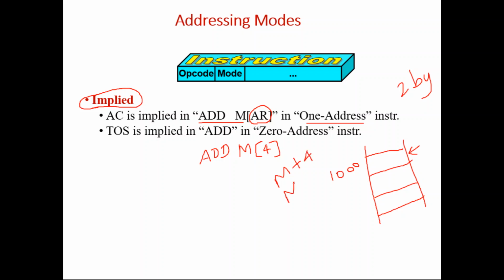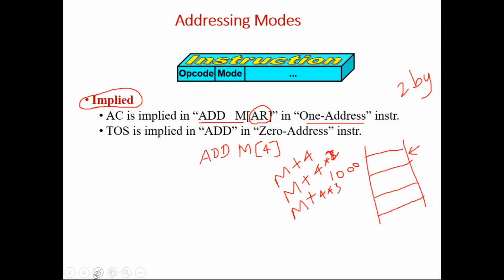If the word size is 2 bytes, it will add M plus 4 into 2, that is it will add 8 bytes. Are you getting? M plus 4 into 2, that is 1000 plus 8, so 1008 location it will access. If the word size is 3 bytes, it will add M plus 4 into 3, that means 4 3s are 12, then it refers to the memory location 1012. So that depends on the word size.